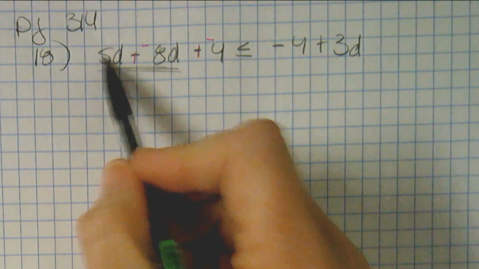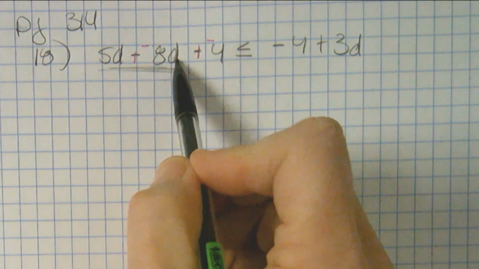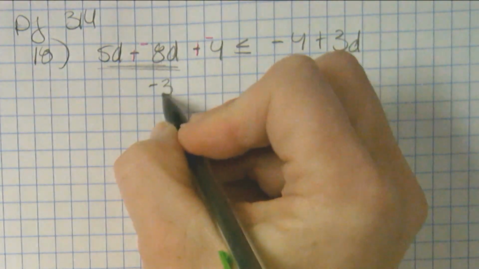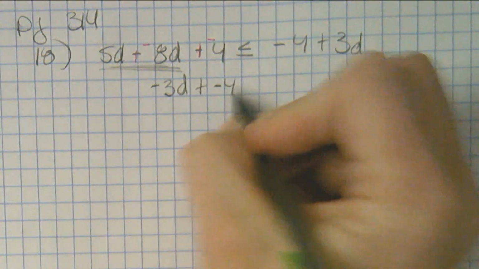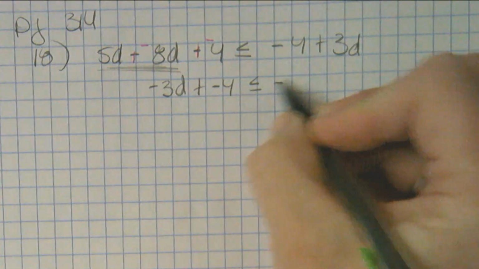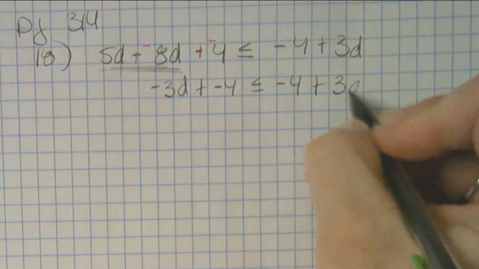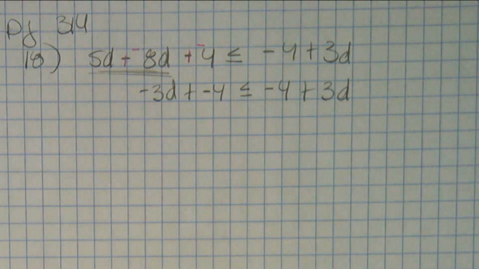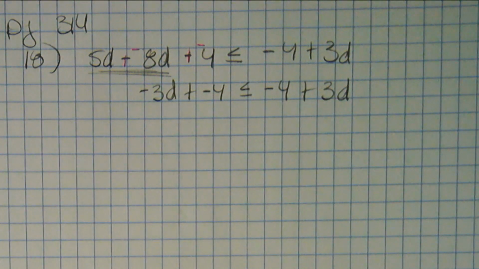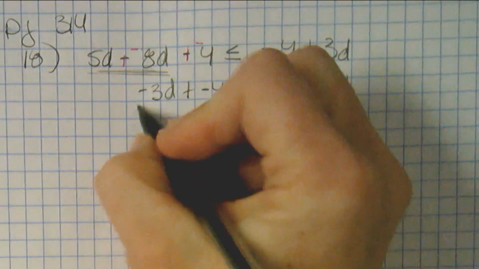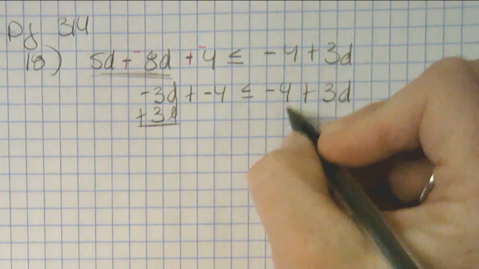So I have 5d plus a negative 8d is going to give me a negative 3d plus negative 4 is less than or equal to negative 4 plus 3d. Now for those of you that are like, these are exactly the same, I'm going to just not finish the work. Can't do that. All right. From here, I need to get all my variable terms onto one side, all my constants onto the other. So I'm going to add a 3d to both sides.